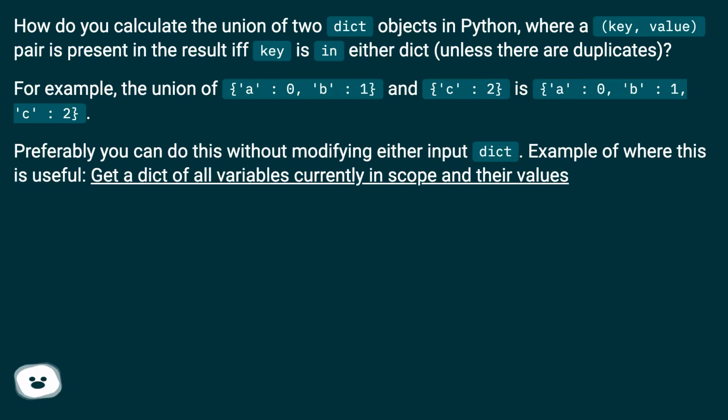For example, the union of {a: 0, b: 1} and {c: 2} is {a: 0, b: 1, c: 2}. Preferably you can do this without modifying either input Dict. Example of where this is useful: get a Dict of all variables currently in scope and their values.